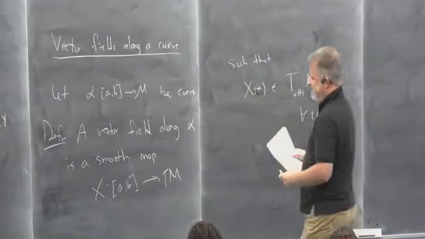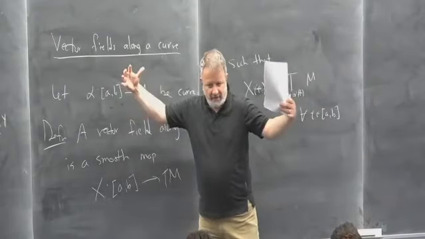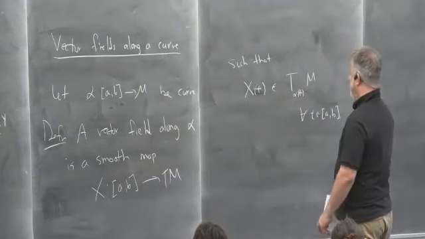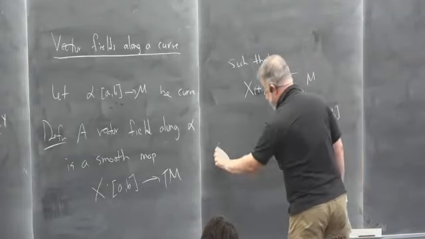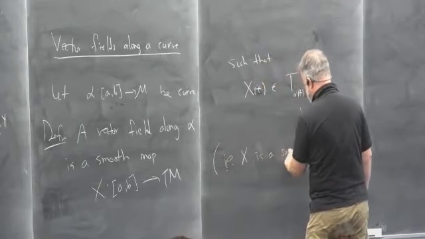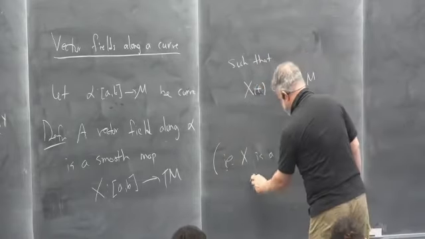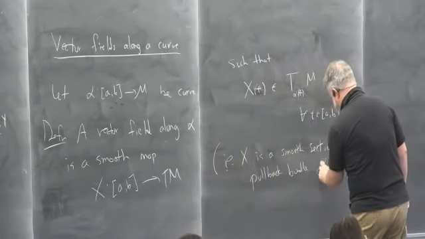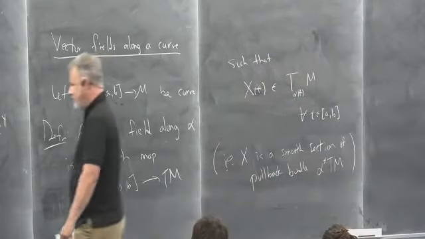And again, since this is a closed interval, what we really mean is that this is the restriction of a smooth map defined on a larger open interval, and X too is also the restriction like that. In other words, if you know about vector bundles and pullbacks, X is a smooth section of the pullback bundle alpha star of TM. If that sentence doesn't make sense, you can ignore it, it's not important.